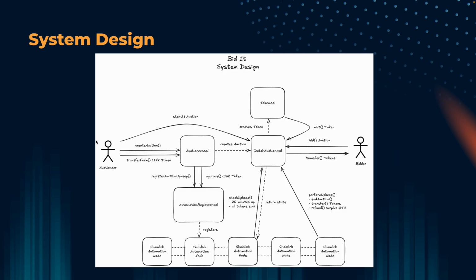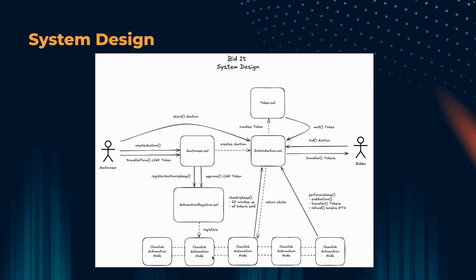Now, I'll be going through the system design. So, the flow of action is like this. The auctioneer initiates the process by calling create auction on Auctioneer.sol, and Auctioneer.sol interacts with DutchAuction to create a new auction. The auctioneer also transfers LINK tokens to the automation registrar and registers the auction for automated upkeep.